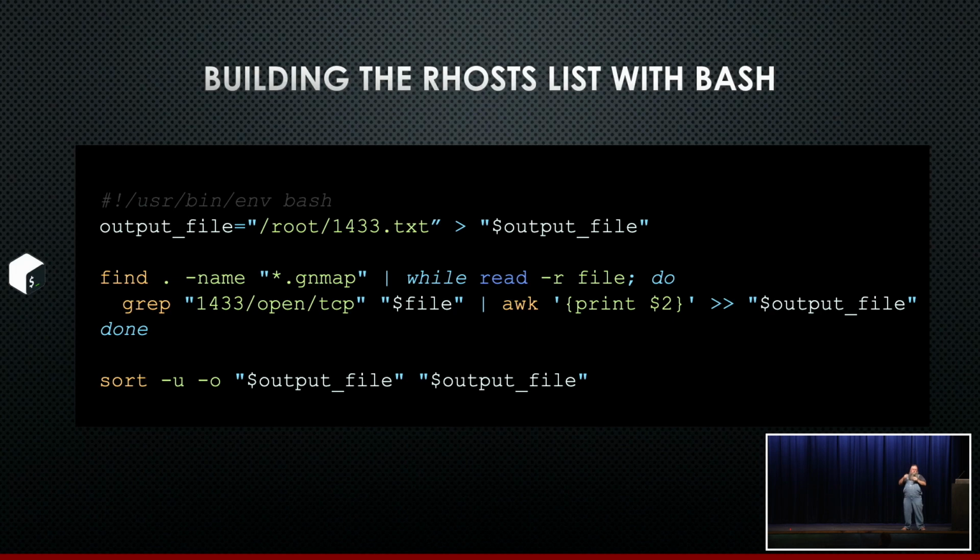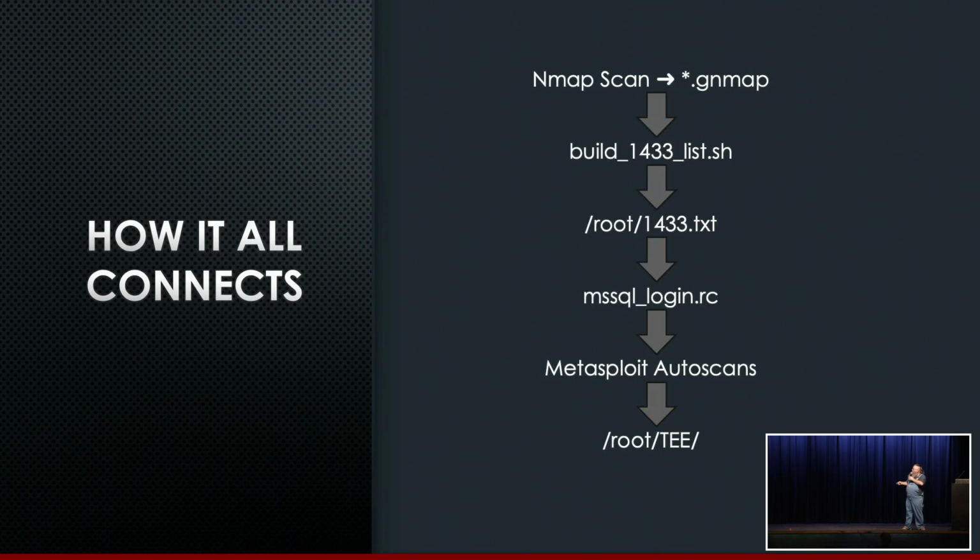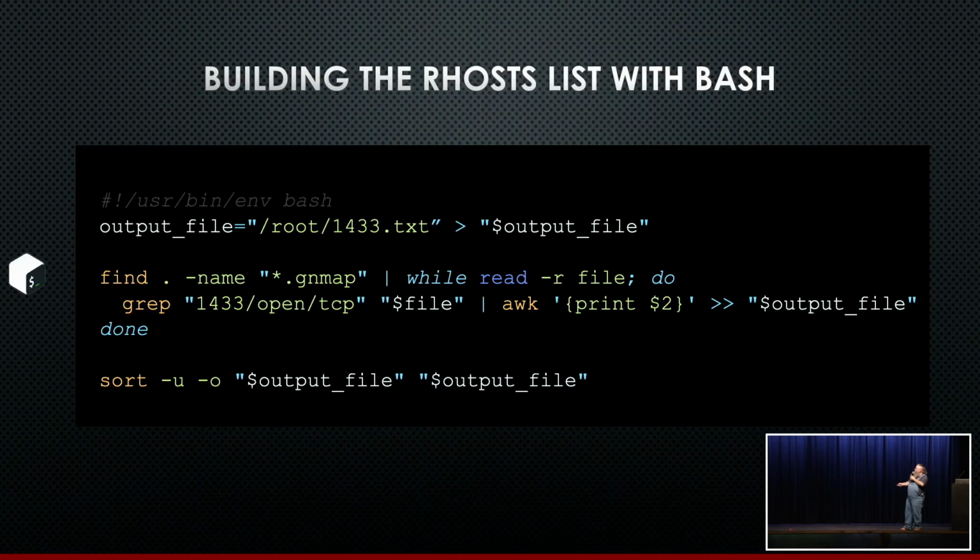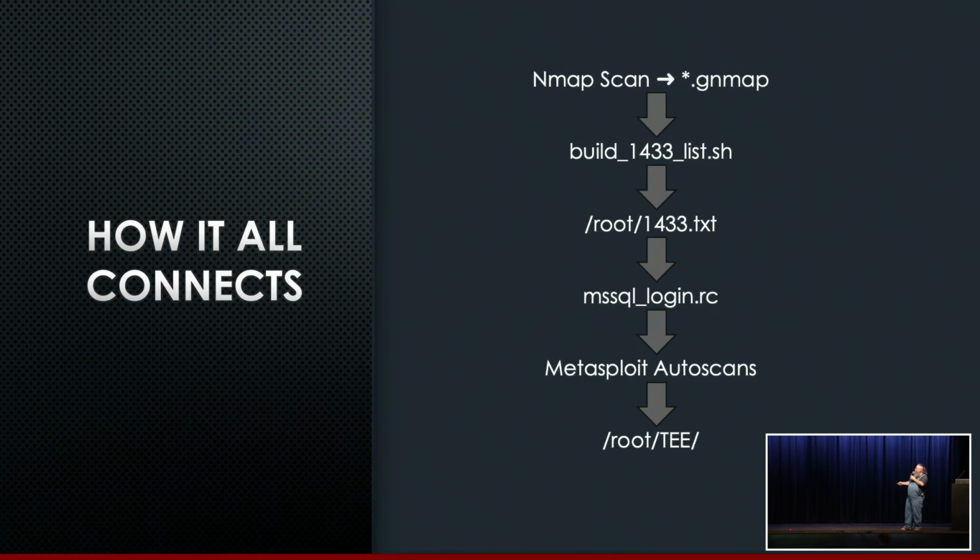Or you could sort it into another file and then copy it back over if you don't mind having temporary files in there. But at this point, what we're going to be doing is we would do the nmap scan, create a bunch of gnmap files. We would run the script, which in this case I'm calling build 1433. It creates this file. Then we run this RC file, which tells Metasploit to go through and run its commands on whatever IPs are in there, and it logs everything out to this directory.